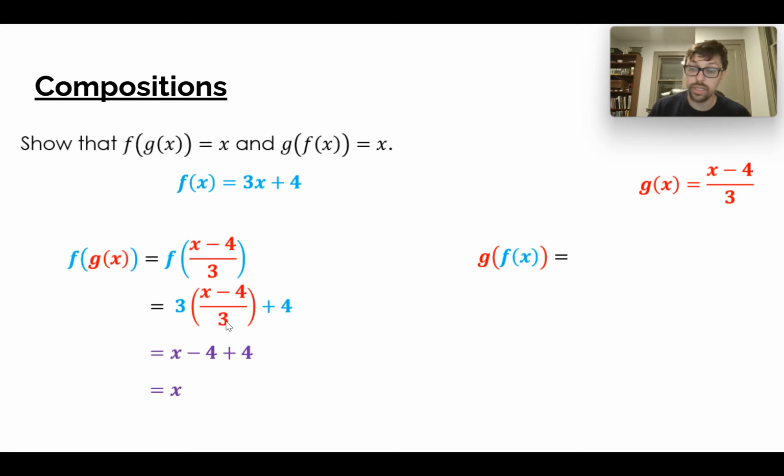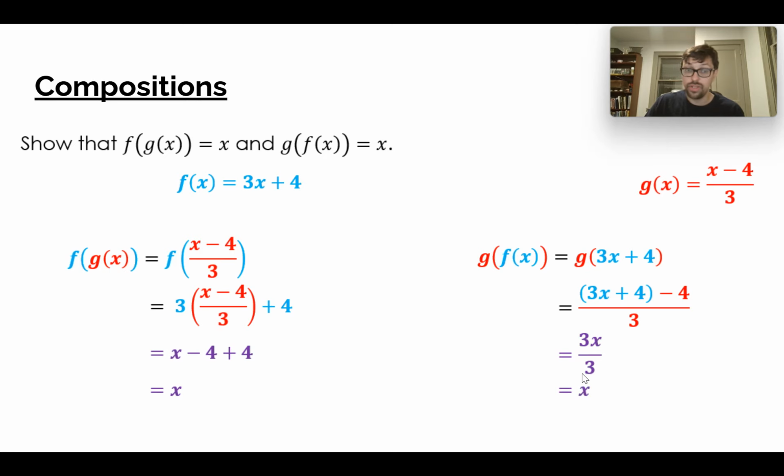If we do it in the opposite direction, g of f of x, I want to put a 3x plus 4 in the numerator of this fraction where that x is. So that's going to be 3x plus 4 minus 4 divided by 3. And I put the parentheses there just in case, but they don't really do anything. So then I simplify by saying, okay, well, plus 4 minus 4, that is 0. So those are gone, and we have a 3x over 3. 3 divided by 3 is going to be 1. So it's just a 1x, which is the same as x. So we've just shown that f of g of x and g of f of x both equal x in that composition.